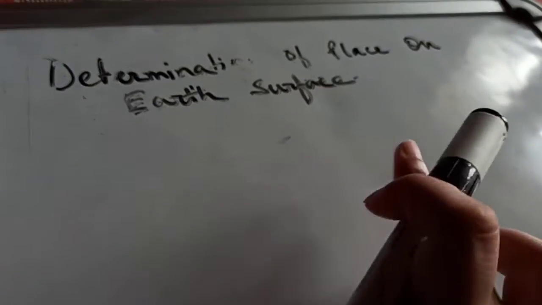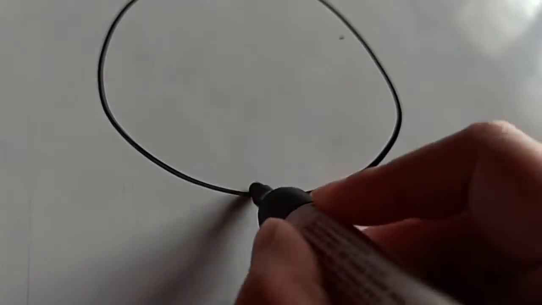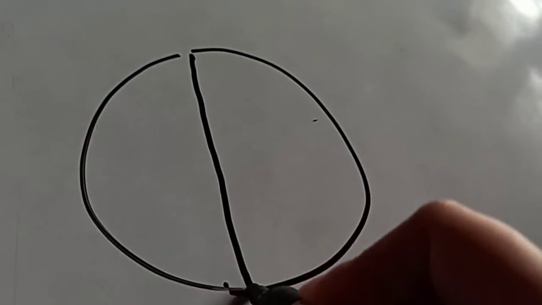Hello students, I will continue with the chapter determination of the place on the earth's surface. In the last video we have learned about the definition. In this video I am going to start with the prime meridian.